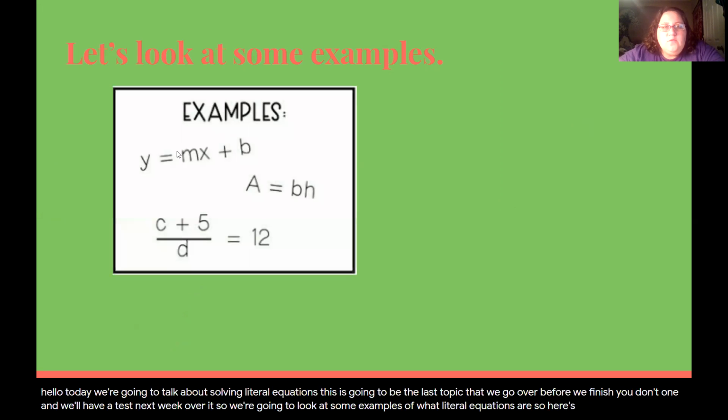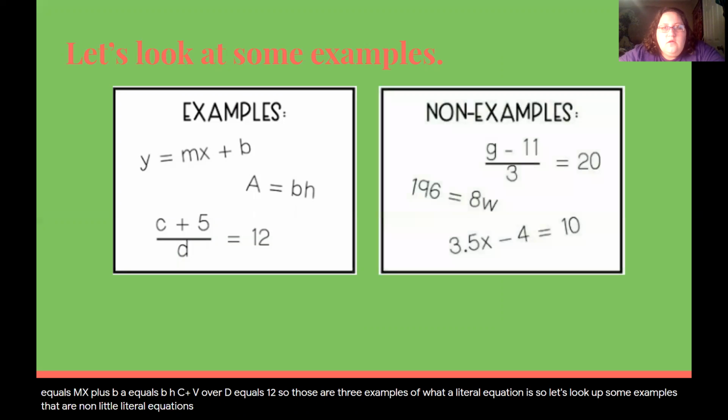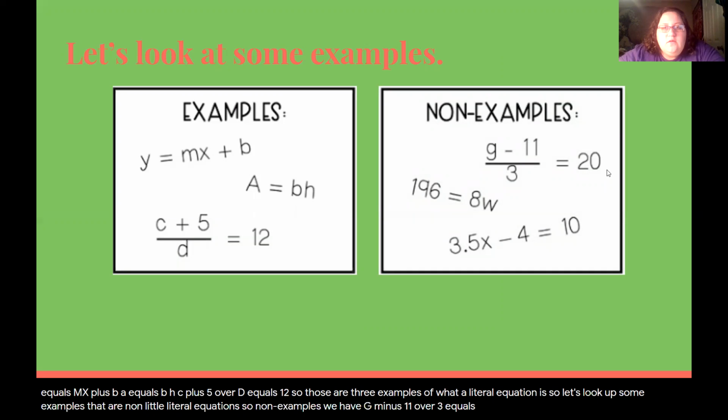So here are some examples. Y equals mx plus b, a equals bh, c plus 5 over d equals 12. Those are three examples of what a literal equation is. So let's look at some examples that are non-literal equations. Some non-examples: g minus 11 over 3 equals 20, 196 equals 8w, 3.5x minus 4 equals 10.